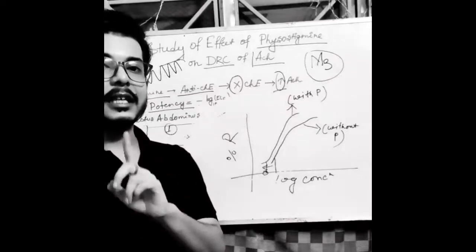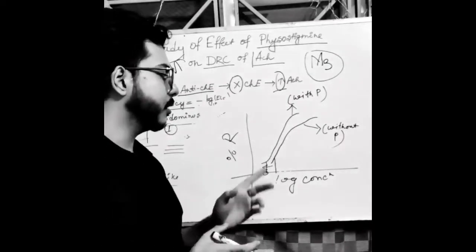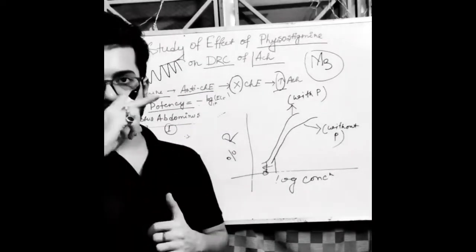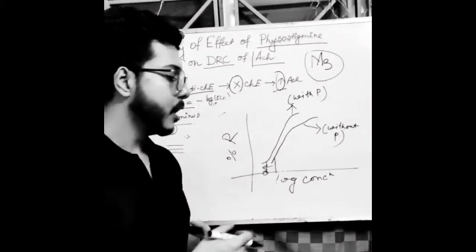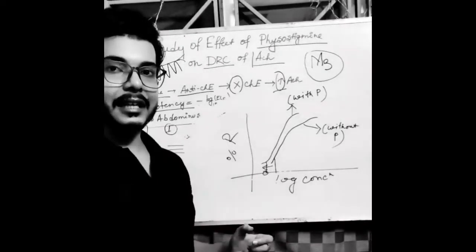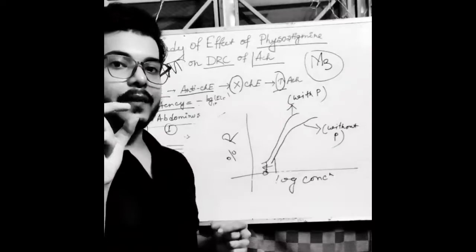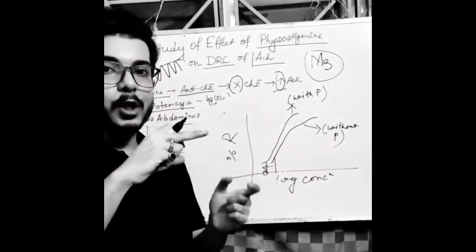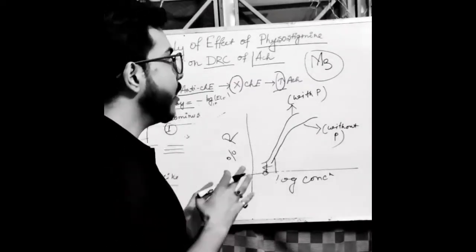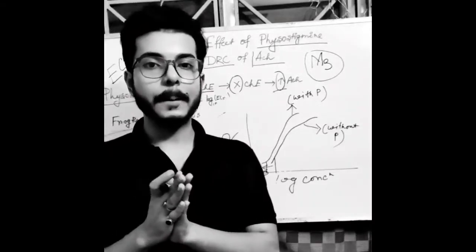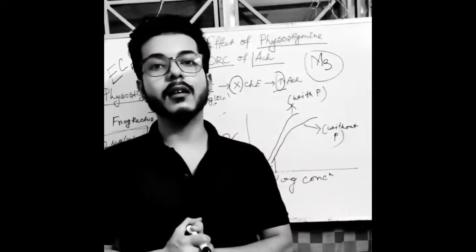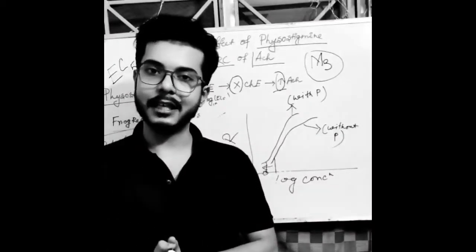And you have already studied, I have already shown in a different video lecture, how we calculate the value from this particular kind of graphical representation. The value we are going to take is where we see an increase which shows a steeper curve. That value where the responses are increasing in a steeper way, that we are going to take. So this is the way we are going to do this experiment, that is, the study of the effect of physostigmine on the DRC, the dose response curve, of acetylcholine.